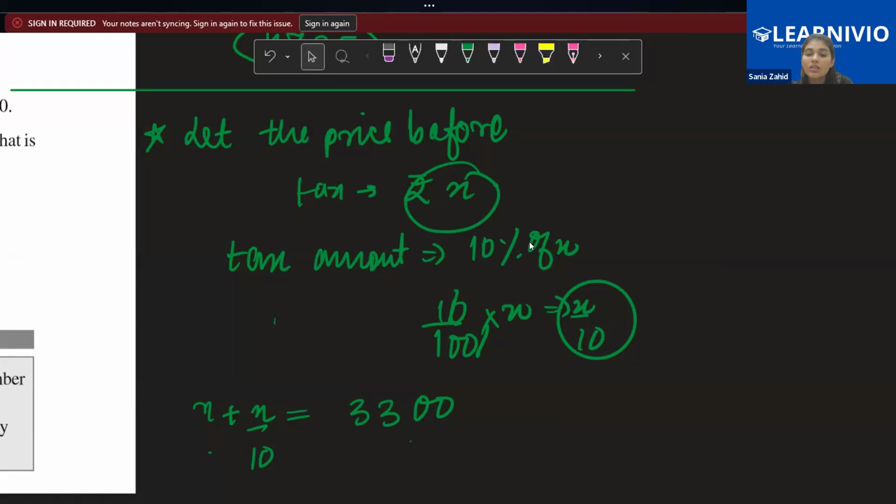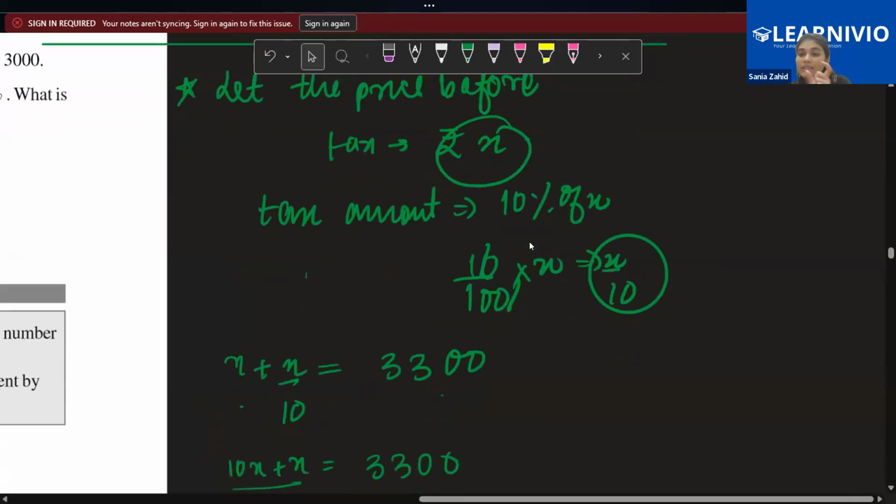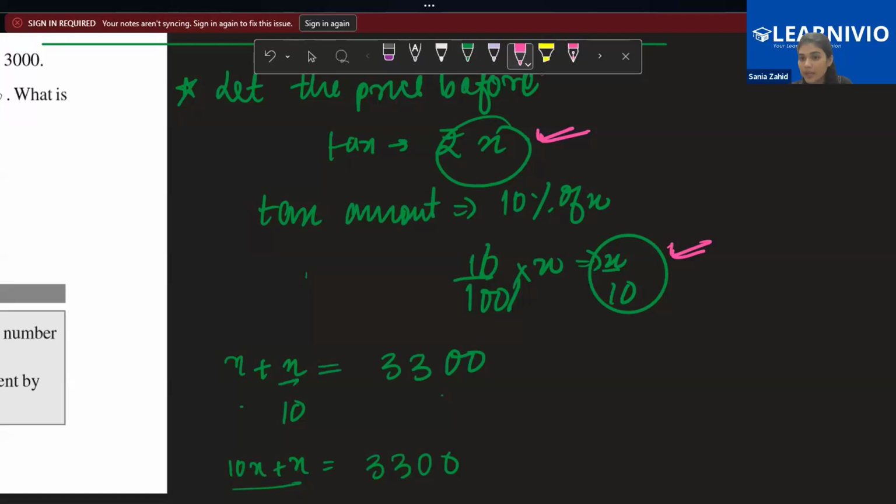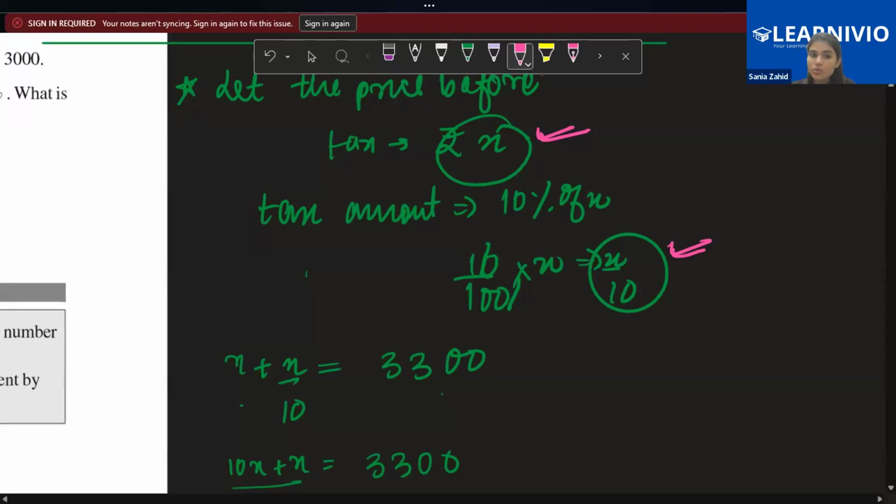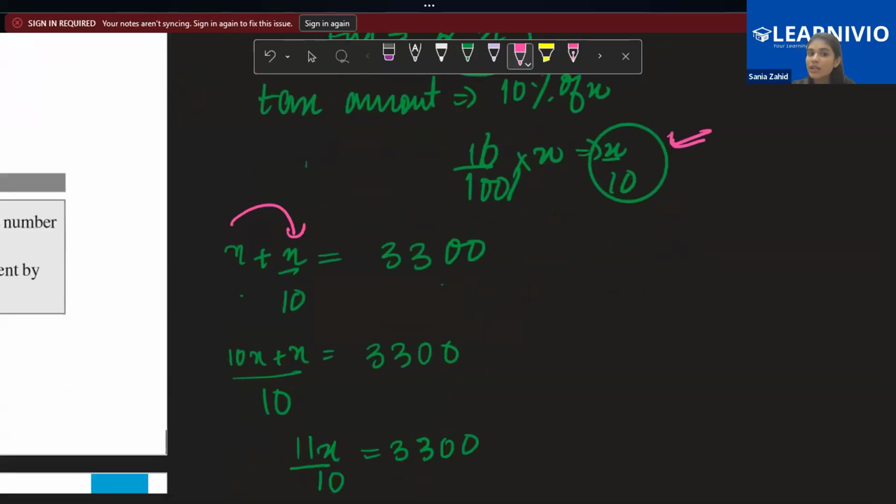Yes, ma'am. Now what you do? Now 3300 is the amount after adding the tax, right? So X was my original amount. You are adding the tax amount to it to get the amount that you have to pay, right? So X plus X by 10 is the amount that you have to pay, and it is given to you how much you are paying. 3300 rupees you are paying.